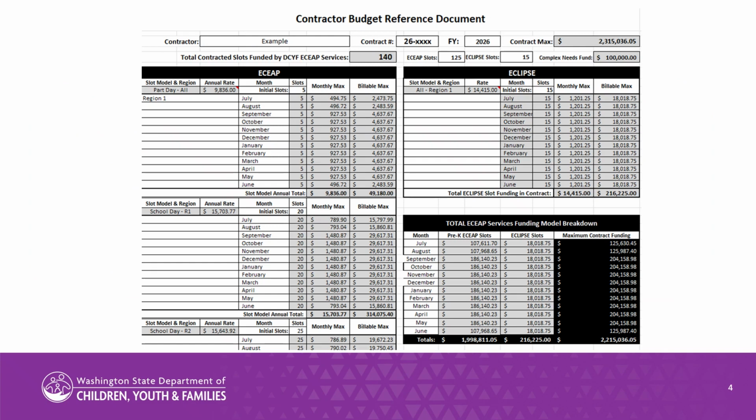The slot rate calculations are broken down in more detail in the contract's budget reference documents, which are part of the current contract package. The budget reference documents can be used as a resource as they identify the slot rate specified by the month, regional rate, funding model, part day, school day, and working day, ECAP layered services awards, ECAP, Eclipse, and CNF.